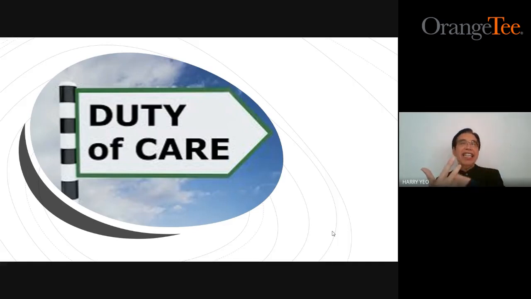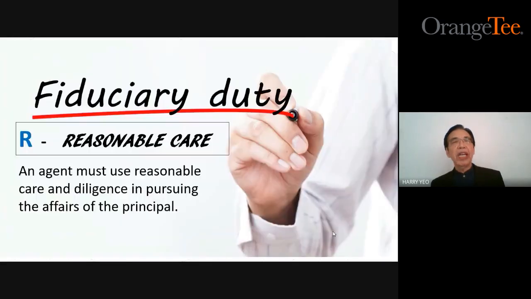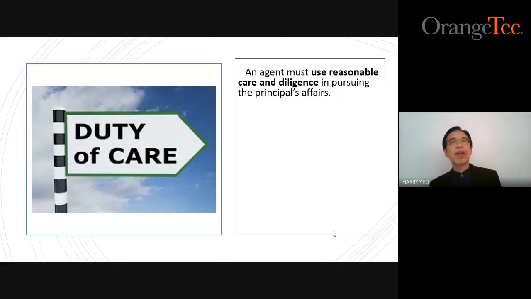So now is D, Denmark. All right, so duty of care. We, the agents of Singapore, have a duty of care to use reasonable care and diligence when we represent our client. We cannot put our client into trouble. An agent has a fiduciary duty to exercise reasonable care and diligence while doing your day-to-day work.